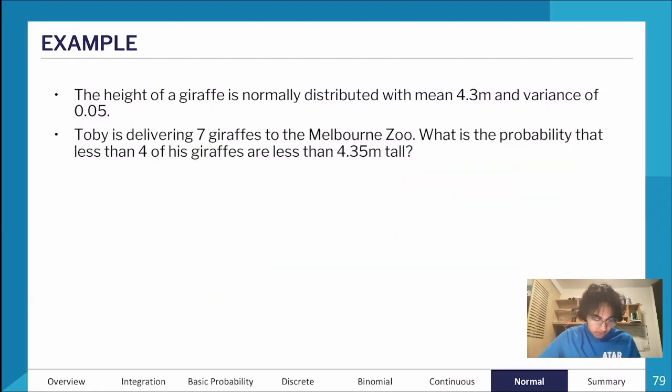Okay, so Toby is delivering 7 giraffes to the Melbourne Zoo. What is the probability that fewer than 4 of his giraffes are less than 4.35 meters tall?